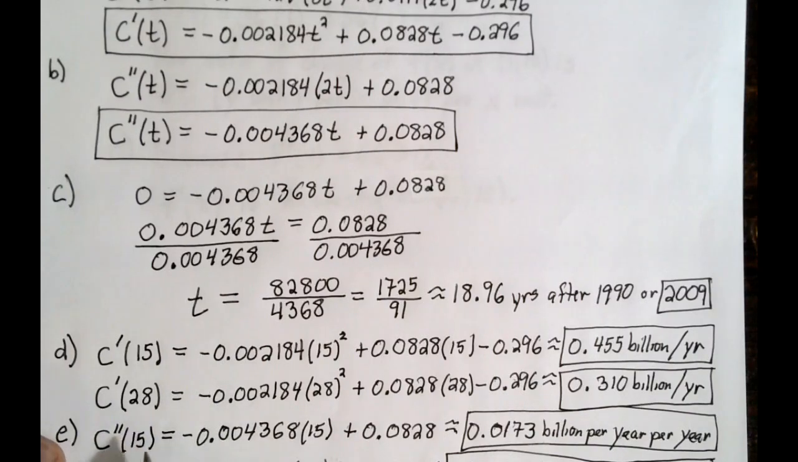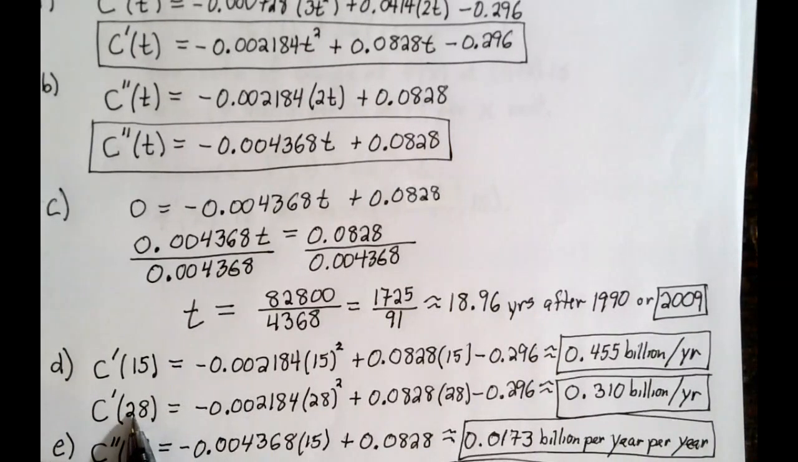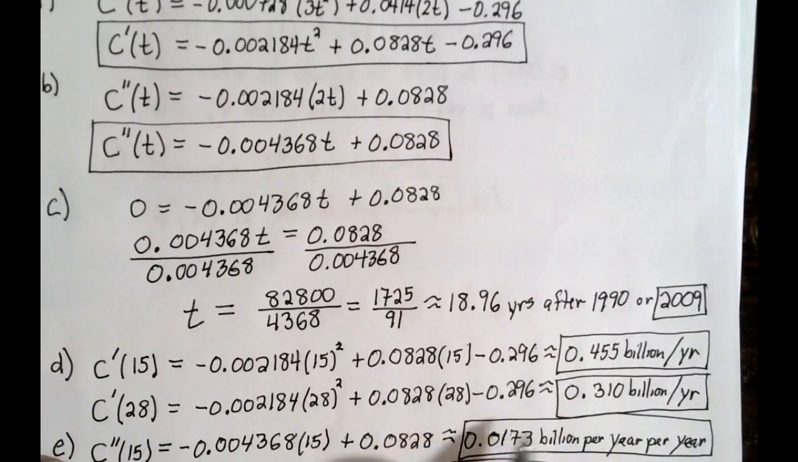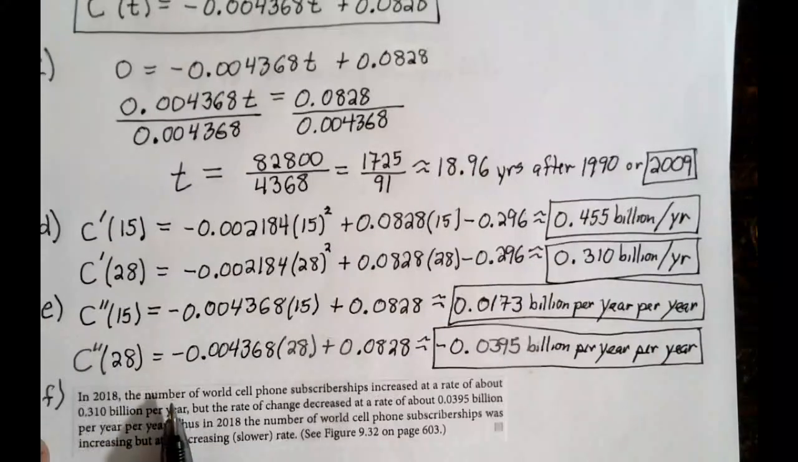Then D says, for the instantaneous rate of change in 2005 and 2018, that's 15 years after 1990 and 28 years after 1990, so you're checking C prime of 15 and C prime of 28, and you get these two numbers there. Then the second derivative, same thing with 15 and 28, and you get these two answers here. Then you can say the number of cell phone subscribers increased at a rate of 0.310 billion per year, but the rate of change decreased at a rate of 0.0395 billion per year. In 2018, it was increasing, but at a decreasing rate.